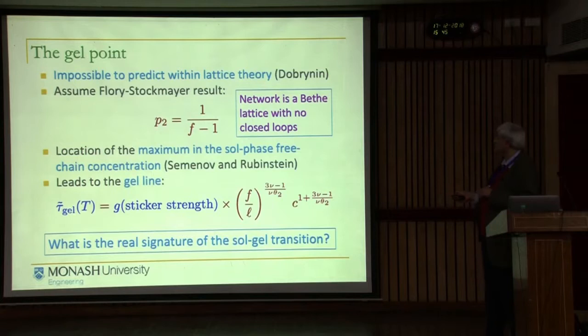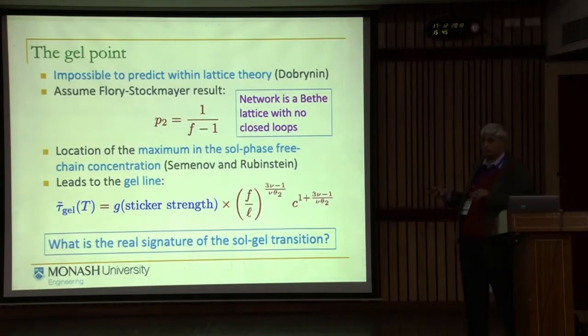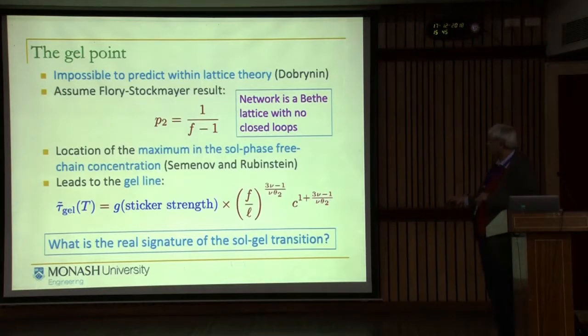And so what he suggests is that we just borrow the dependence of this interchain degree of conversion on the number of stickers that was derived a long time ago by Flory and Stockmayer. They assumed that the network is a Bethe lattice and there are no closed loops. On the other hand, Semenov and Rubinstein made the following point.